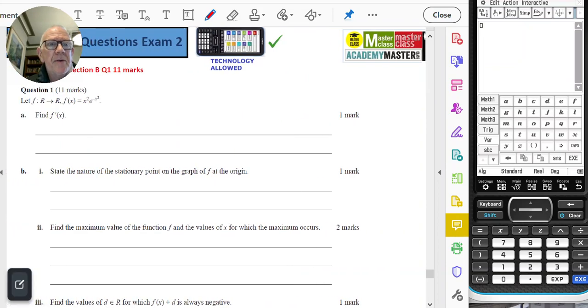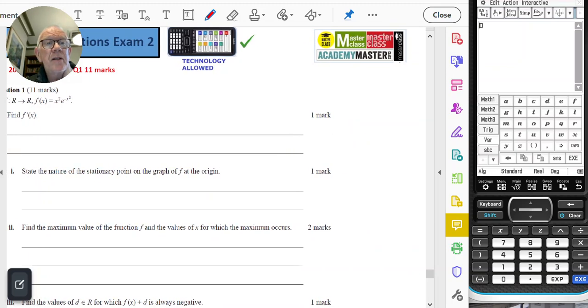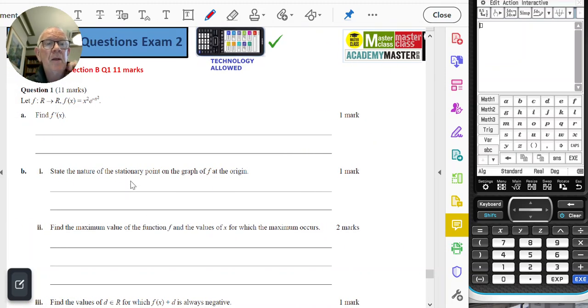Okay, so this is item number 15, which is a second full question, 11 marks. Question 1 coming from the 2019 VCAA exam. So item 15 covers A and B.